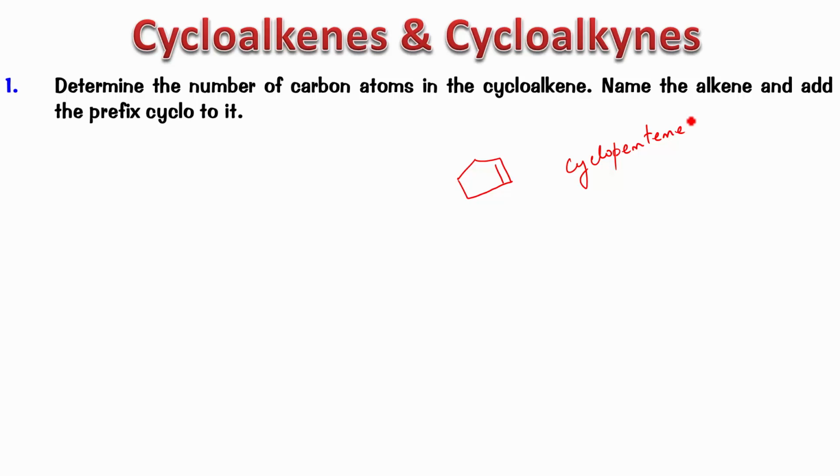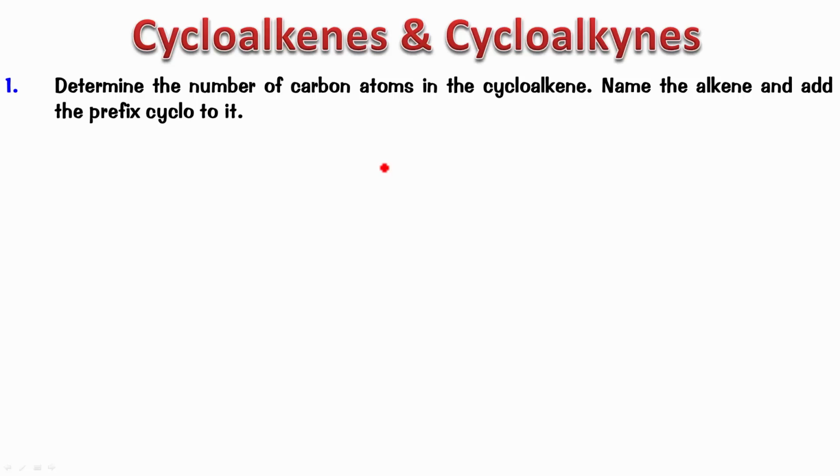And similarly, if you have any other size of ring, let's say you have cyclobutane with a double bond, you call it cyclobutene. 4 carbon atoms, double bond, butene, and cyclo to it. Now here, remember, we do not have to talk about the number, the position of the double bond, because it is automatically accepted that whenever you number it, the carbon having the double bond will always get the value 1.